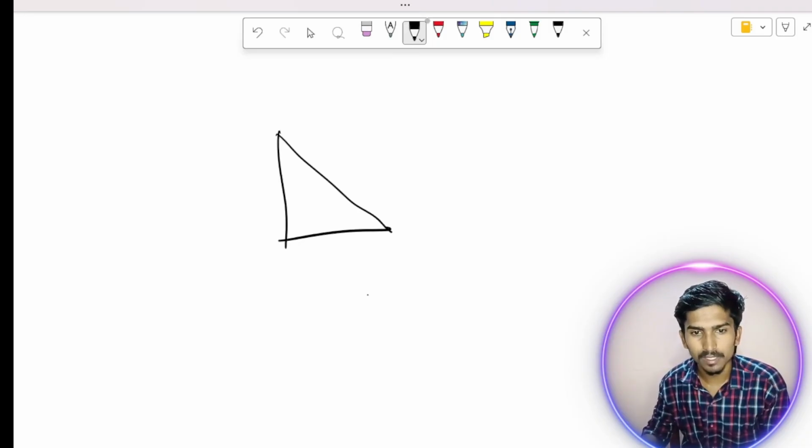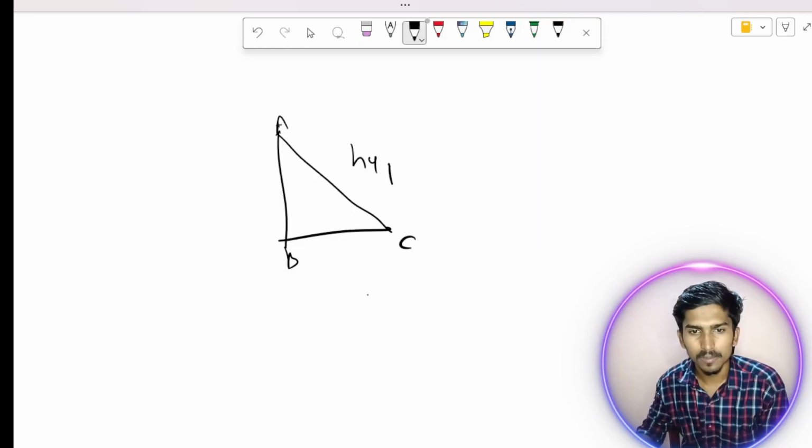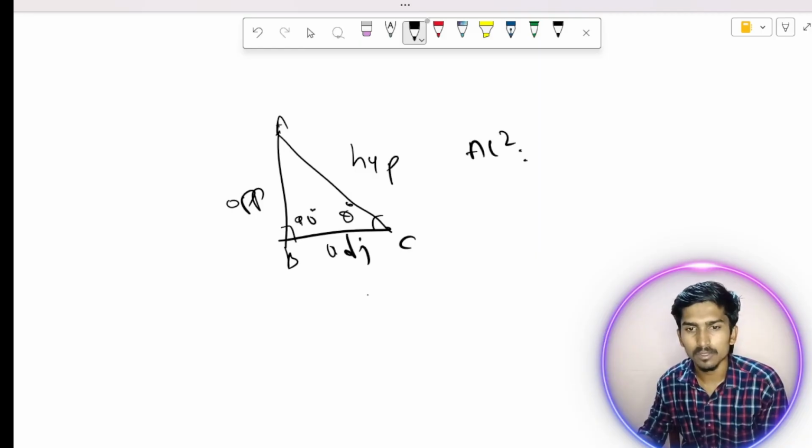If you want to find the distance from the starting point to the ending point, like consider this is A, B, C. You know the Pythagoras theorem. This is the hypotenuse, this is the opposite, theta, 90 degree. This is the adjacent, ADJ. So what is the formula? AC square, hypotenuse square, is equal to AB square, that is opposite square, plus BC square, adjacent square.